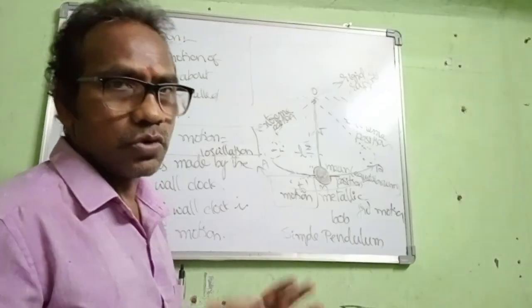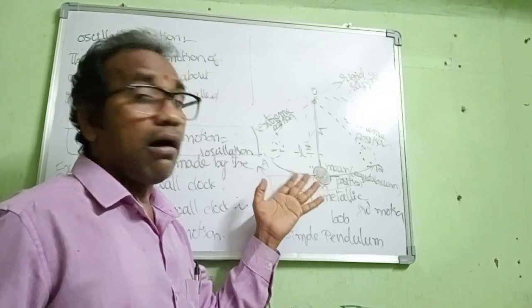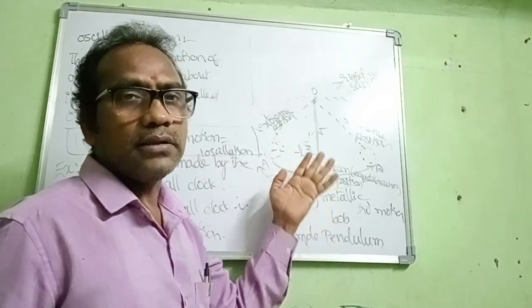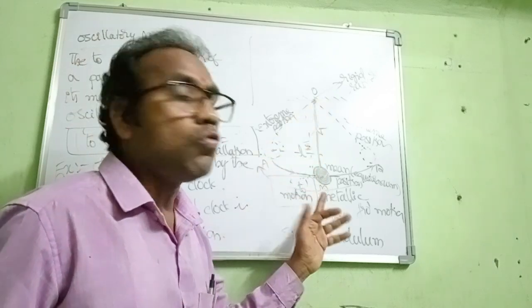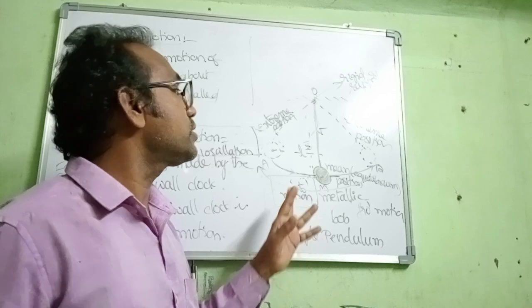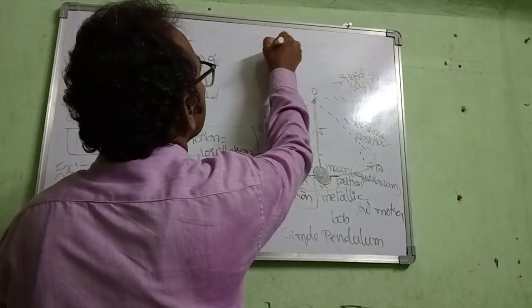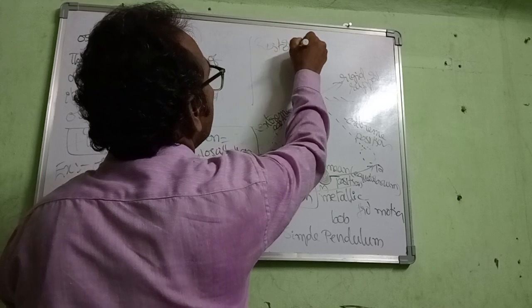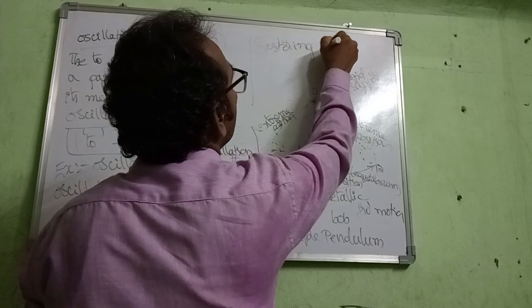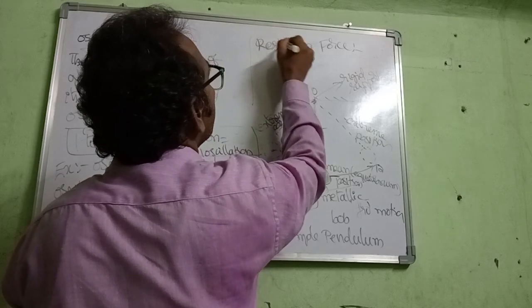So what is happening here? Some force acts, or tends to act, on the simple pendulum towards the mean position or equilibrium position. That force is called the restoring force. So what is the restoring force? Here we got one new force.